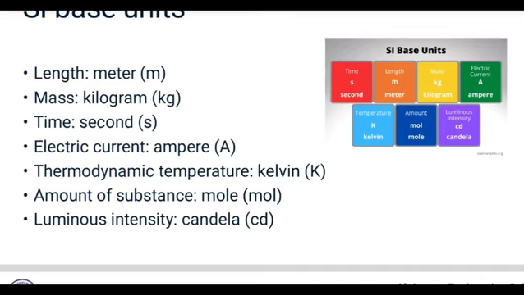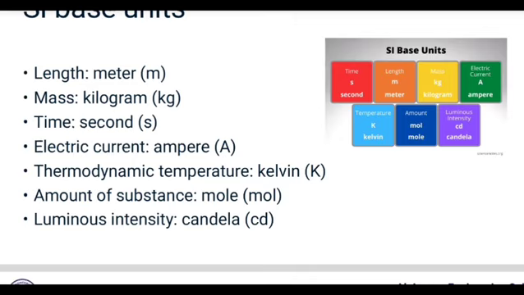The first one is the meter. The meter, symbolized by a small m, is the SI unit of length. It measures the distance between 2 points. The second one is the kilogram, represented by kg, which is the SI unit of mass. It is fundamental in science and commerce.